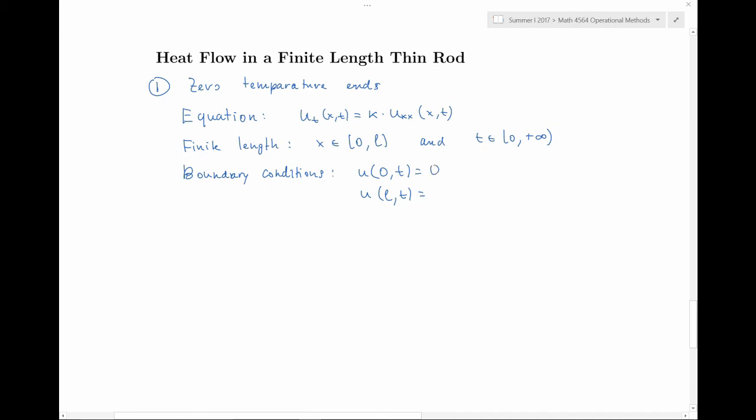And with the 0 temperature ends, the temperature is set to be 0. Since this equation involves the time derivative, we also need to provide the initial condition for what happens at time equals 0. And that's usually given as some function of x. Intuitively we would understand that if we keep the temperature at both ends at 0, then at some point the thin rod, through heat conduction, is going to lose all of its heat and have 0 temperature all the way through. But what is interesting is how this heat is going to be conducted to different parts of this rod.